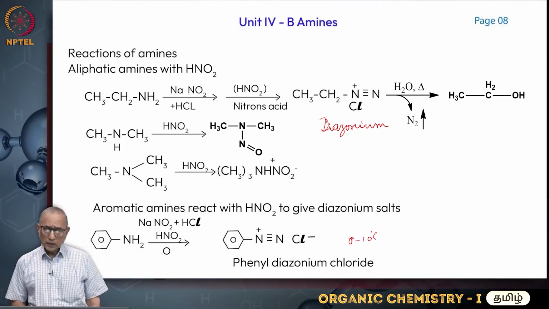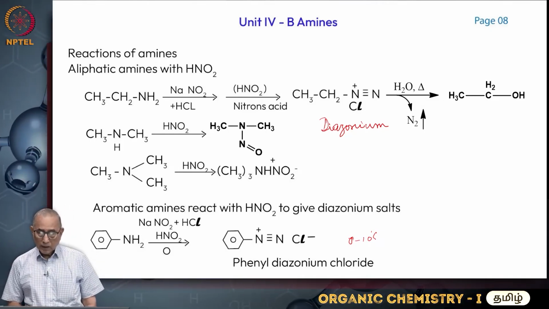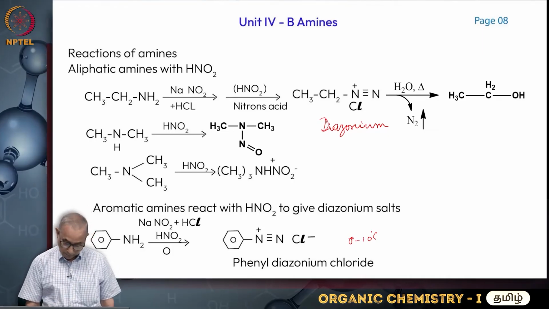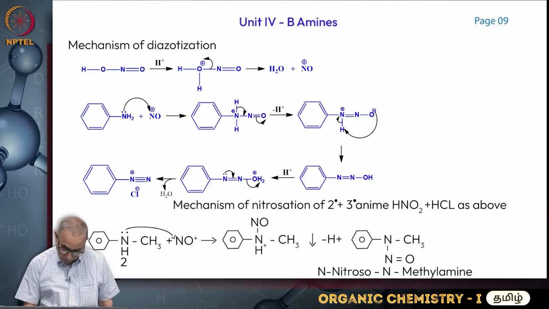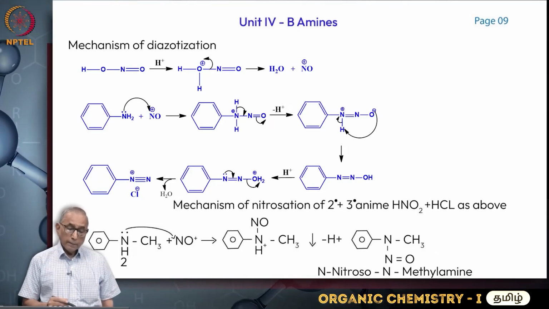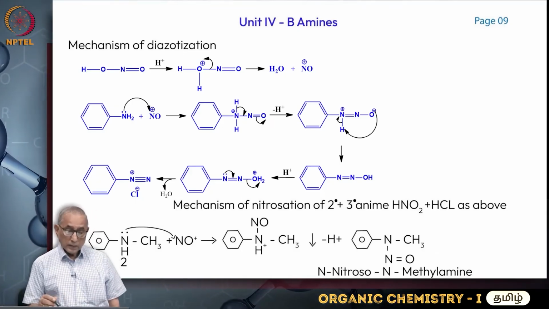அந்த அமீனை பொறுத்து இருக்குது. சில அமீன்லாம் யூ கேன் யூஸ் லிட்டில் ஹையர் டெம்பரேச்சர். மோஸ்ட் ஆஃப் தி அமீன்ஸ் க்ளோஸ் டு 0 degrees. The phenyl diazonium chloride is produced by the following mechanism.